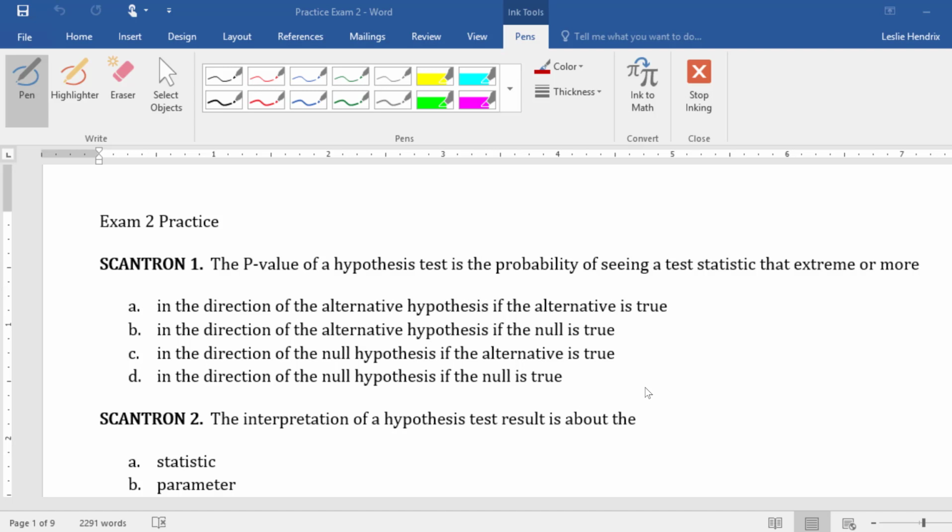Number one is the definition of a p-value. That's one of the only definitions that I ask you to memorize this semester. So the p-value of a hypothesis test is the probability of seeing a test statistic that extreme or more in the direction of the alternative, given that the null hypothesis is true. So B is the correct answer here. So direction of the alternative, given that the null is true.